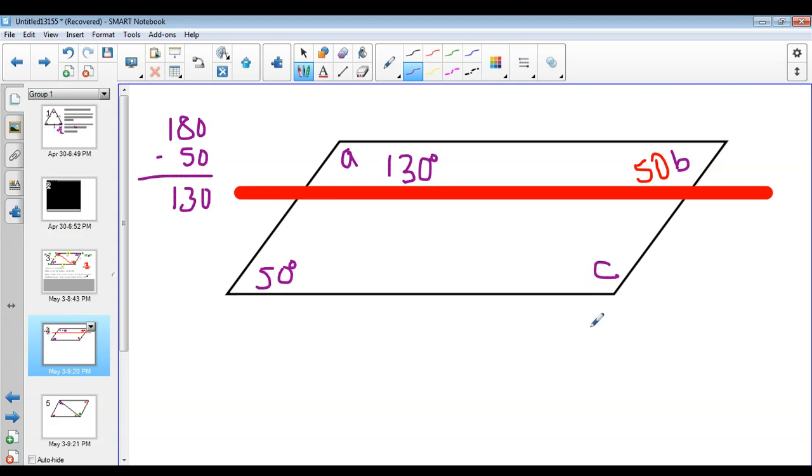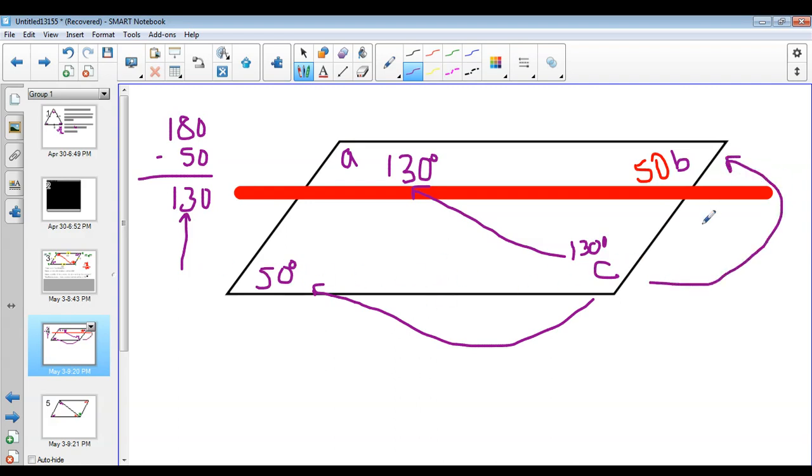Now, for angle C, do I have to do any math? I could steal this math over here, or I could again realize that angle C is directly across from angle A. And if angle A is 130 degrees, angle C is also 130 degrees. And if we look at neighboring angles, these add up to 180. And if I check these neighboring angles, that also adds up to 180. So the figure works out perfectly.